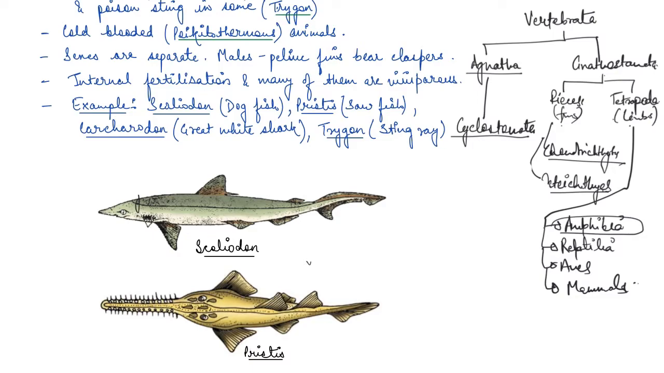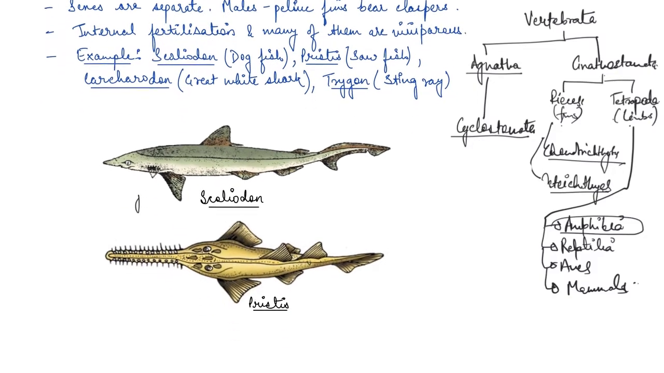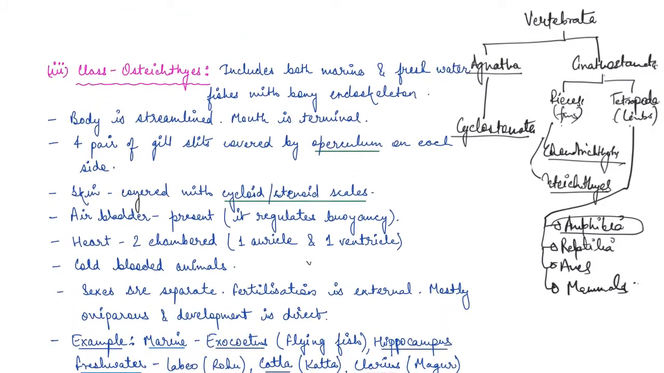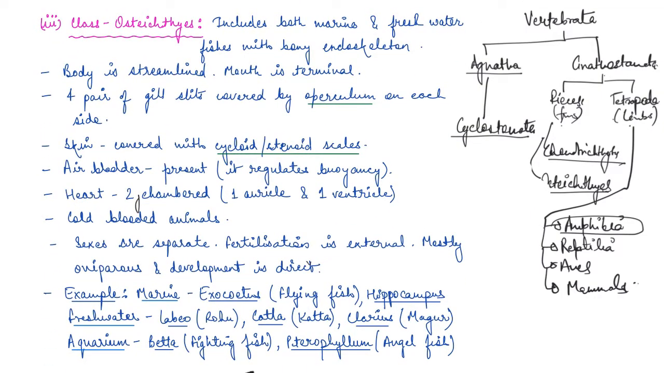Now the third class that we have to see is the class Osteichthyes. Okay, so this includes marine as well as freshwater fishes. In the previous class, Chondrichthyes, they had a cartilaginous endoskeleton, right? Now the members of class Osteichthyes have a bony endoskeleton. Okay, so it is bony. Now the body is again streamlined and the mouth is terminal. The previous one's mouth was ventral. Here the mouth is terminal, so just on the edge.